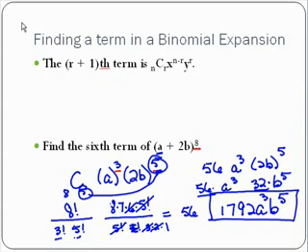Now that is so much easier than taking this whole thing and raising it to the 8th power and looking at all 9 of the terms and then counting over to get the 6th term in it. Okay? So there's the pattern that we can use with that one.